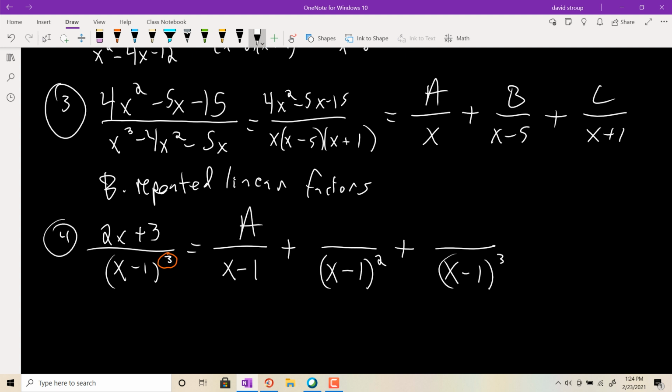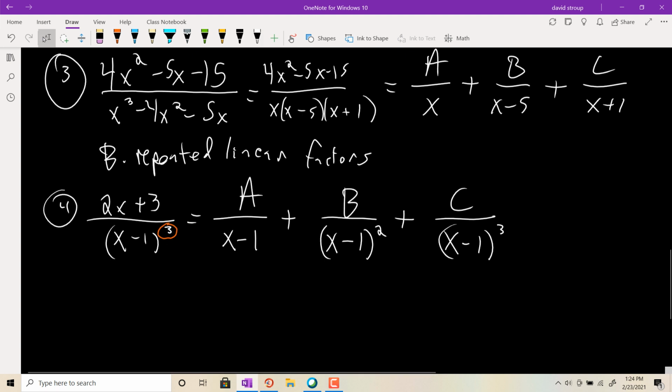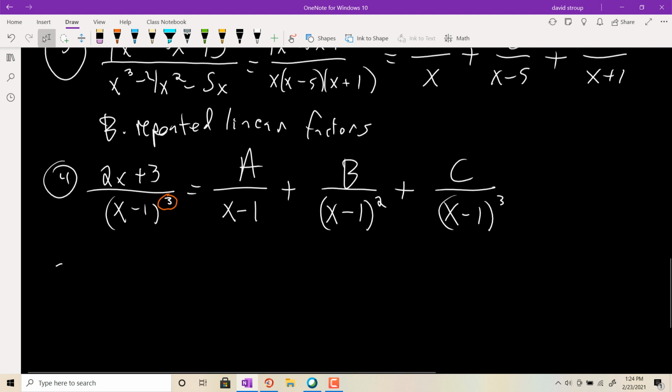And the tops, it's the same game. You just put a, b, c, d, e, f, whatever. Okay, so it's pretty simple. Let's look at another one. That's kind of a mish-mashed hodgepodge of the 2 different types.